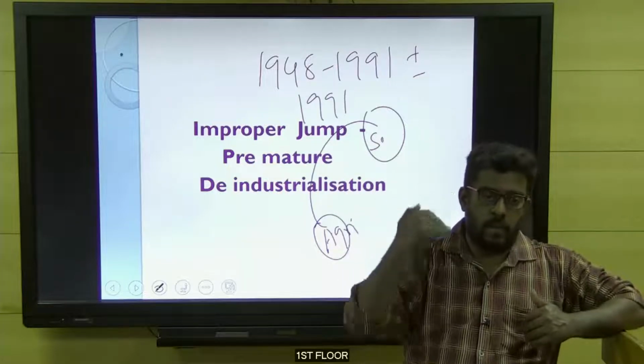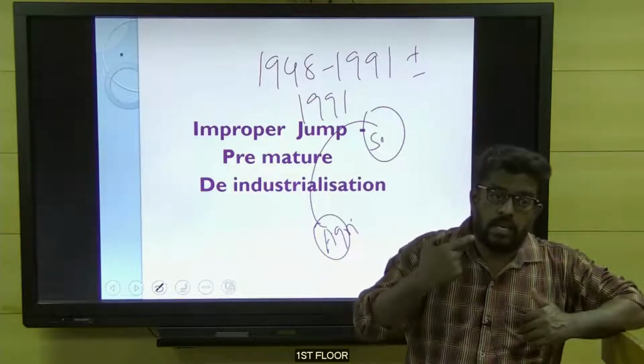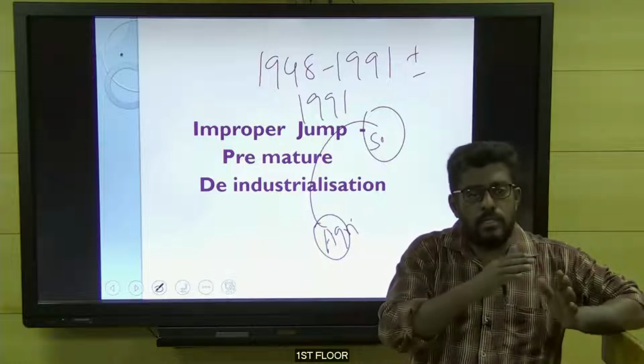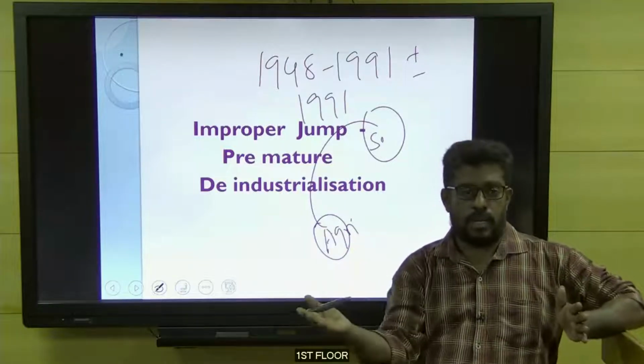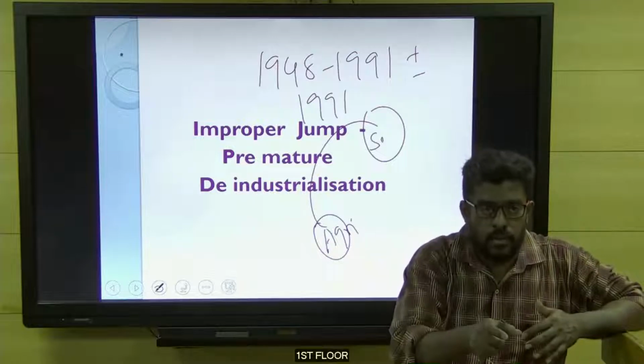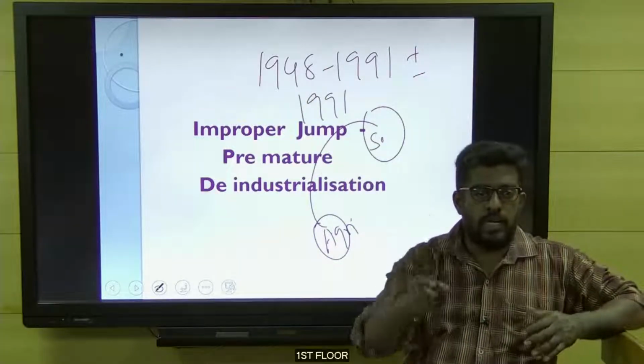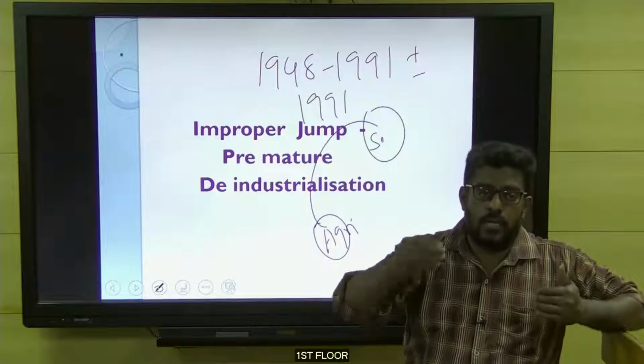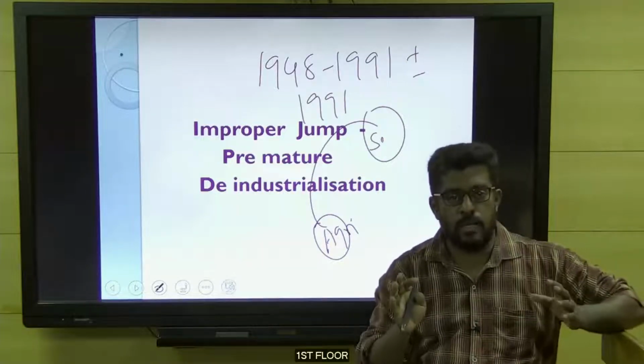But after 1991, whatever drop we experienced in the growth rate of agriculture was directly transferred to the service sector. For example, if there is a 2% drop in agriculture, a 2% growth happened in the service sector. So industry got stagnated in growth after 1991. That's the reason why we call it this.